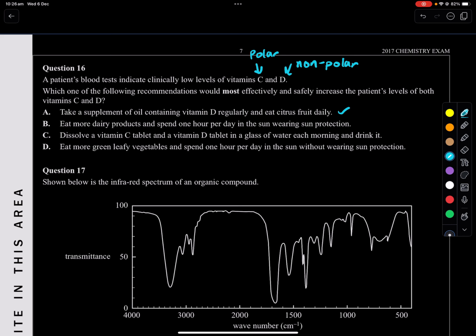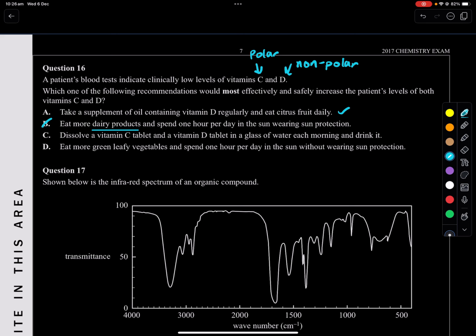Eat more dairy products. So dairy products have normally vitamin D. And spend 1 hour per day in the sun wearing sun protection. So also vitamin D. Both actually have vitamin D. We're not talking about vitamin C in this case. So here we're trying to get vitamin C also. So that's wrong. B is wrong because both of them are talking about vitamin D.